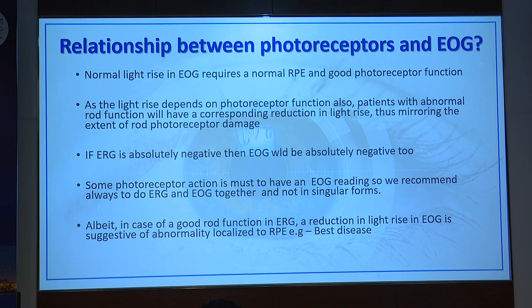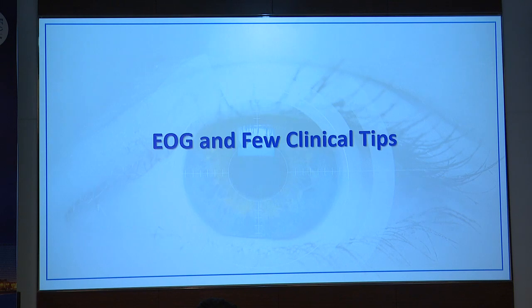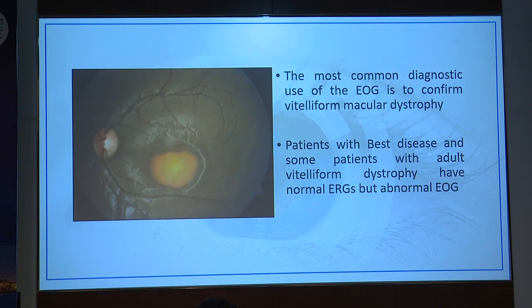In case of good rod function in ERG, a reduction in light rise in EOG is suggestive of abnormality localized to RPE, that is the Best disease. Now, a few clinical tips. The most common diagnostic use of EOG is to confirm vitelliform macular dystrophy. Patients with Best disease and some patients with adult vitelliform dystrophy have normal ERG but abnormal EOG.